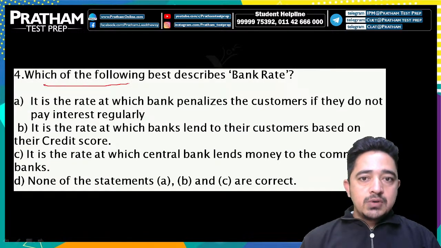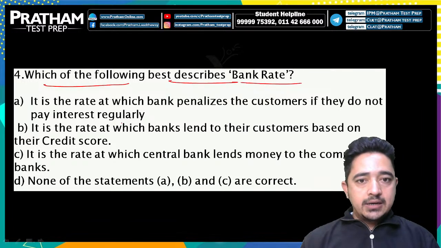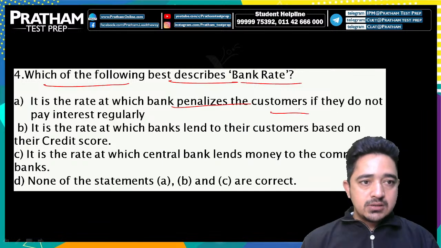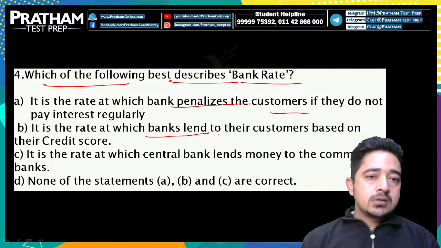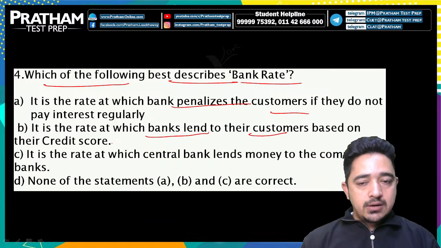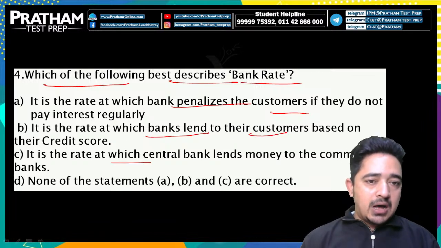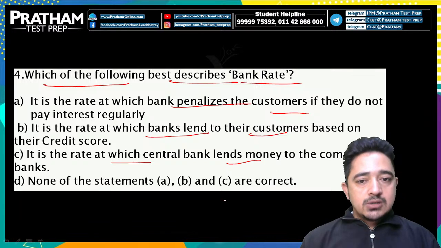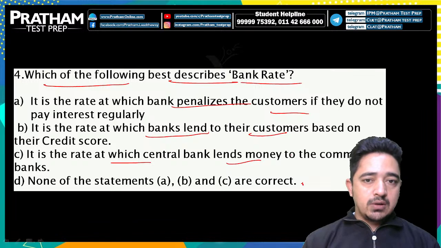Next one. Which of the following best describes the bank rate? A: It is the rate at which banks penalize customers if they do not pay interest regularly. B: It is the rate at which banks lend to their customers based on their credit score. C: It is the rate at which the central bank lends money to commercial banks. D: None of the statements A, B, C are correct. Take your time and try to solve this question.